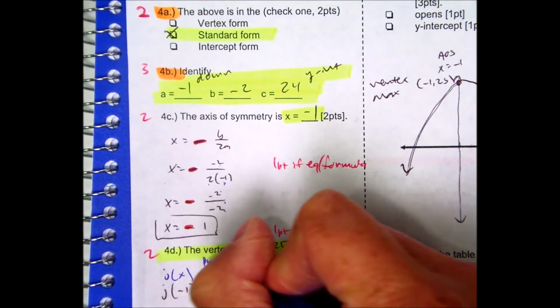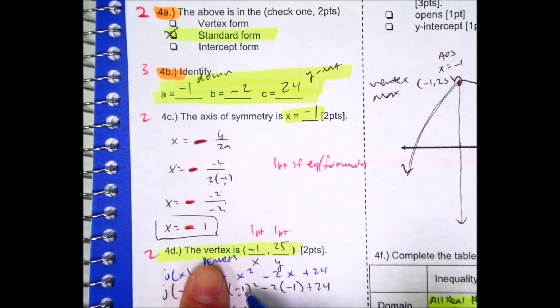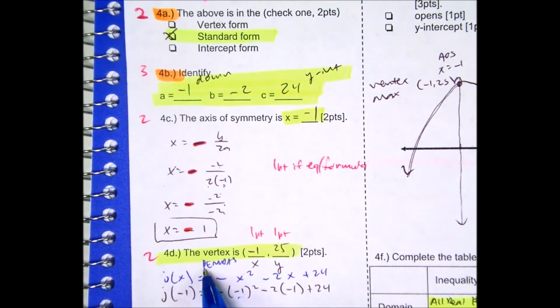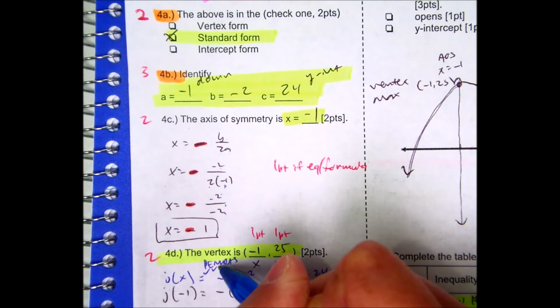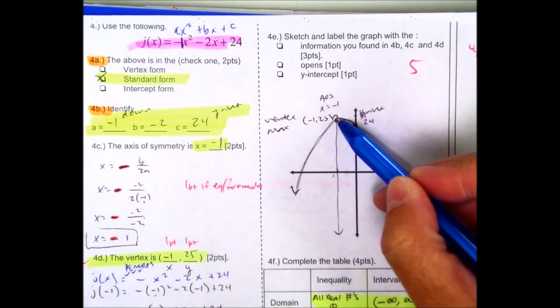Remember, PEMDAS, order of operations, tells us to do exponents first, so -1 squared is -1 times -1, which is a +1. Then we've done parentheses, exponents, and now multiplication. So this becomes a -1, and -2 times -1 is a +2. So -1 plus 2 is a +1. 1 plus 24 is 25. So (-1, 25) is your vertex. Left 1, up 25 is your vertex.